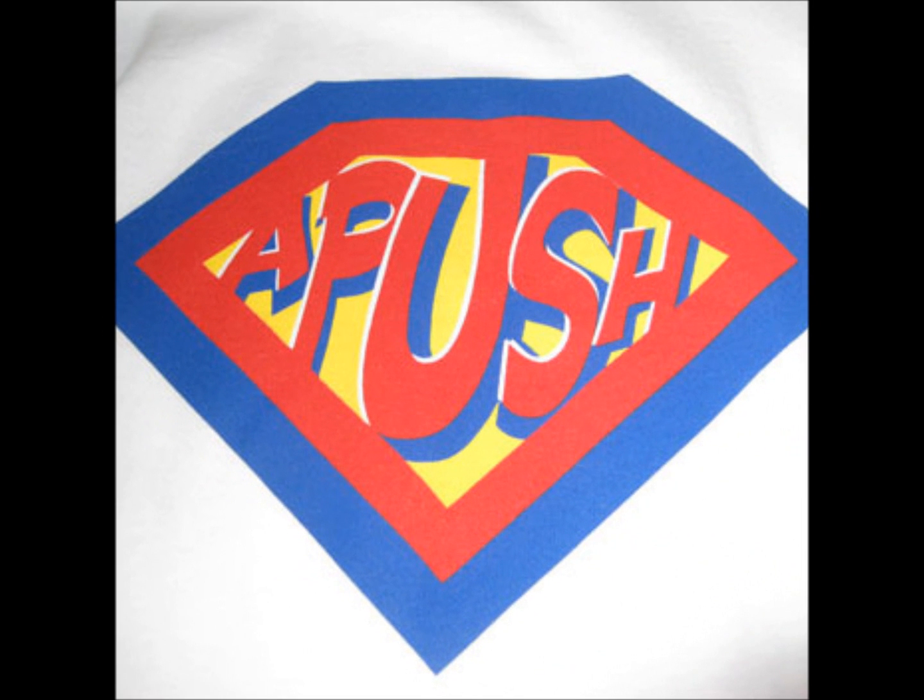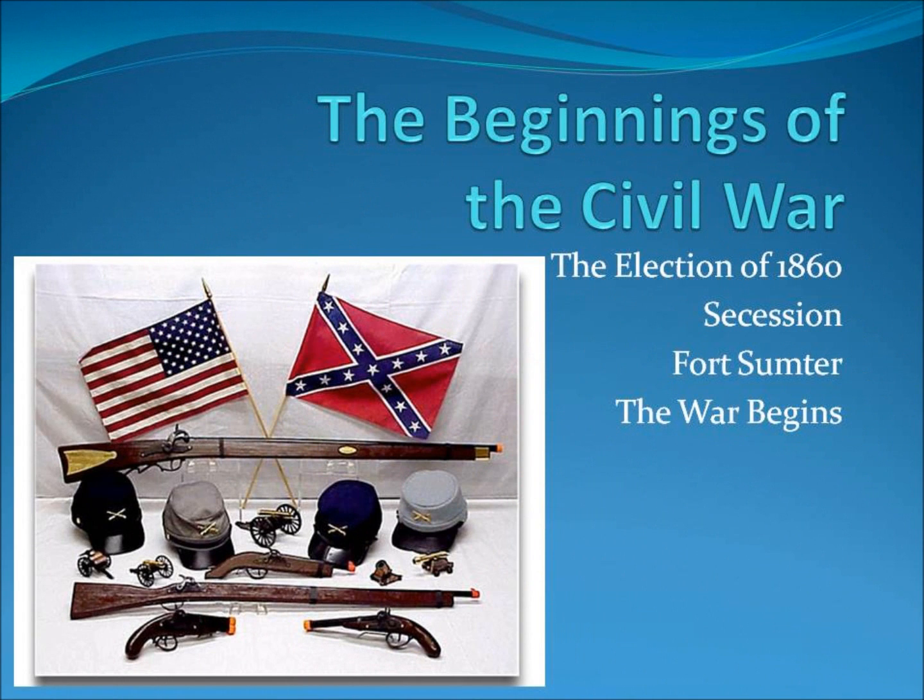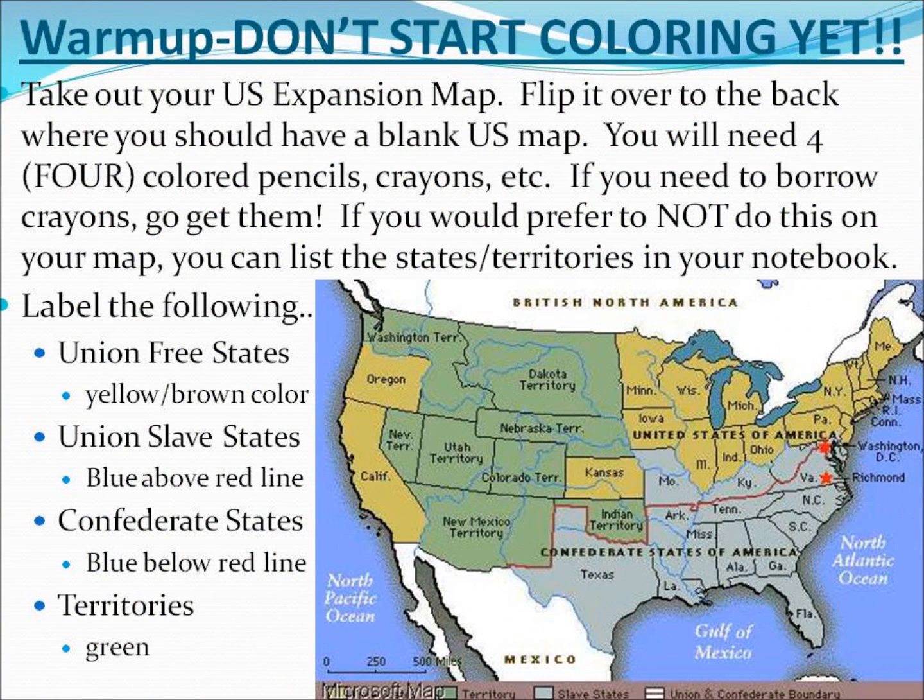This is AP US History. Today's topic is the beginnings of the Civil War. However, before we get to the Civil War, I need you to get out your expansion maps. You're actually going to need 4 colored pencils or 4 crayons or something for this.